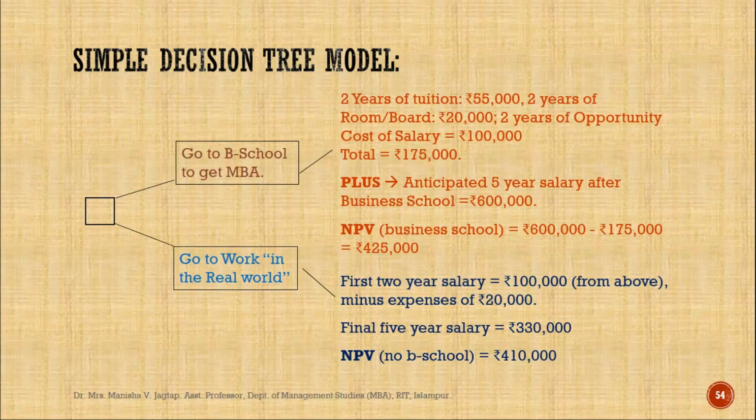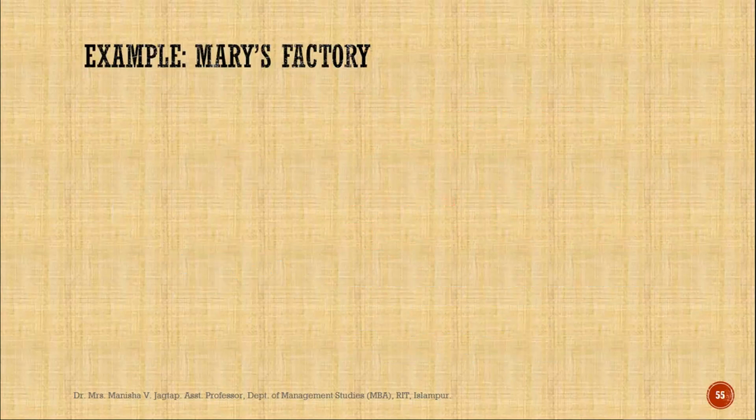So here, which one to choose? Definitely, by looking at that particular thing, you must have understood that going to B school is more profitable than going to work in the real world. So now let us see another example concerned with Mary's factory.